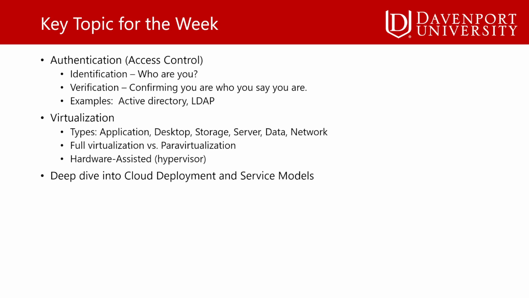So full virtualization may be a little bit less secure. Para-virtualization has its values as well. Understanding those two main differentiators is a big piece of it. But in addition, there's hardware assisted, which talks about the use of a hypervisor. We're going to have that included in the reading as well. These are some of the fundamental chunks that will help you as you do the deep dive into the cloud deployment and service models that you'll find inside the text.